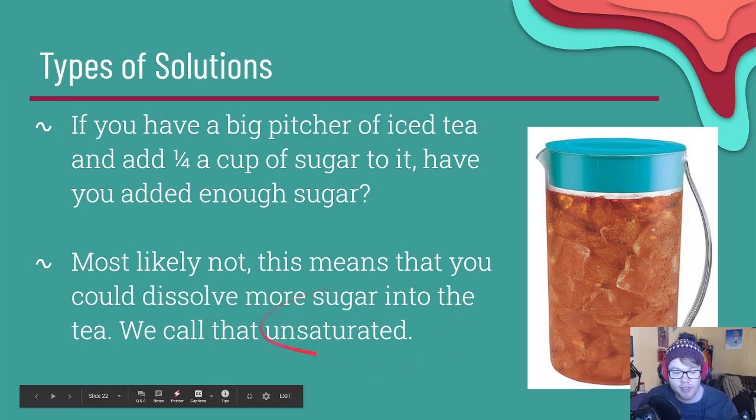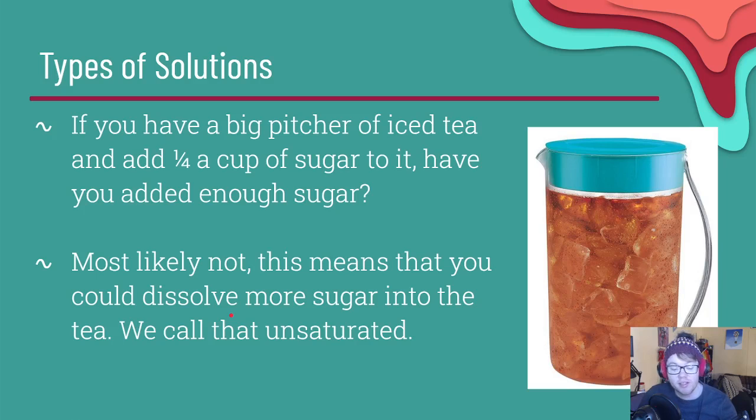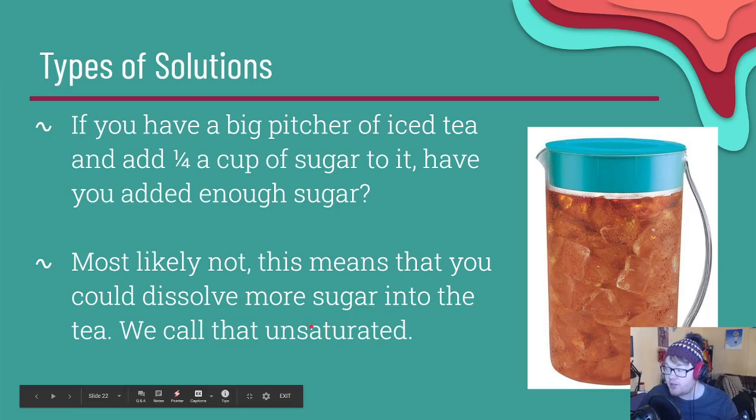Now, we use that term saturated in organic chemistry to refer to hydrogens. This is a different way of using it. It is the same word, and that is unfortunate. But it still is the same basic idea. An unsaturated compound could have had more hydrogens attached to it, so an unsaturated solution can have more solute added to it.